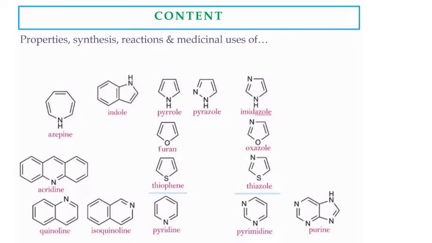Today in this video, I am going to talk about heterocyclic compounds. So look at the molecules which are examples of heterocyclic compounds: azepine, indole, acridine, quinoline, isoquinoline, 5-member rings, pyrrole, pyrazoles, imidazole, furan, oxazoles, thiophene, thiazoles, pyridine, pyrimidine, and purine.